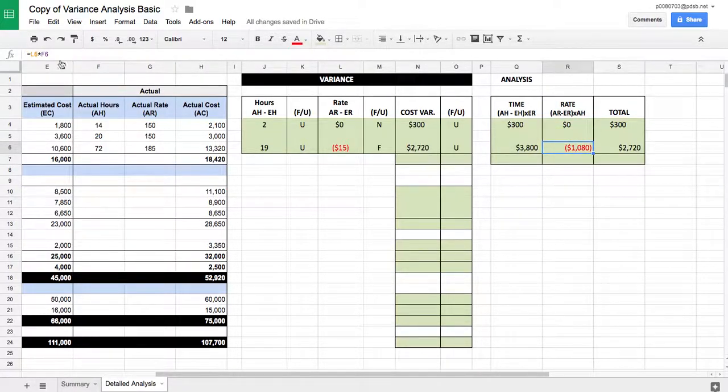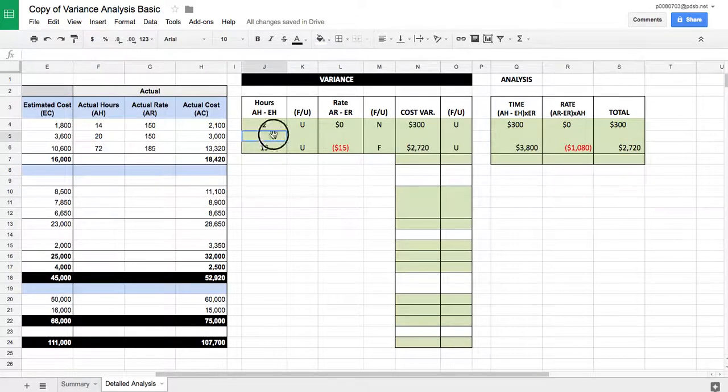Okay? So it is our actual rate minus our estimated rate. And we saw over here it went down by $15. Multiplied by the actual hours that we worked. Okay, so 3,800 we went over in time. We saved just over $1,000 in rate, but overall we spent an extra $2,720.